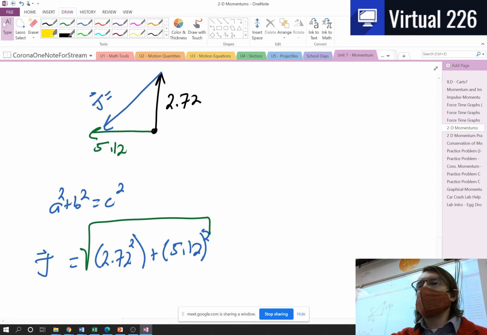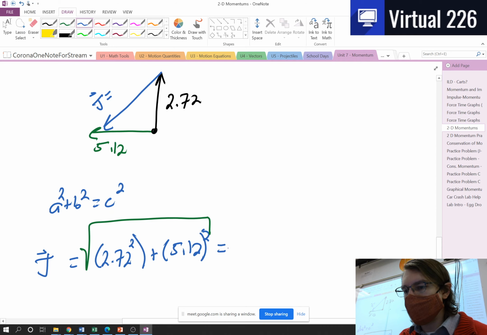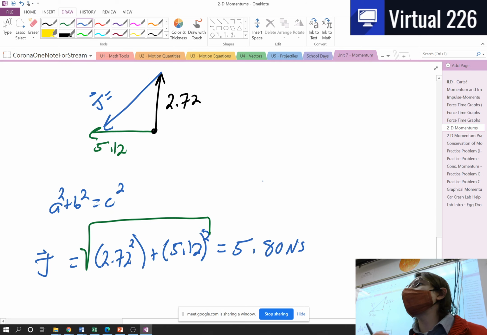2.72 squared is 7.39 or 7.4. We add that to 5.12 squared to give us 33.6. And the square root of 33.6 gives us an impulse j equal to 5.80 newton seconds. That is what j equals.